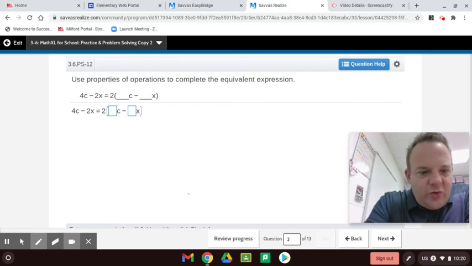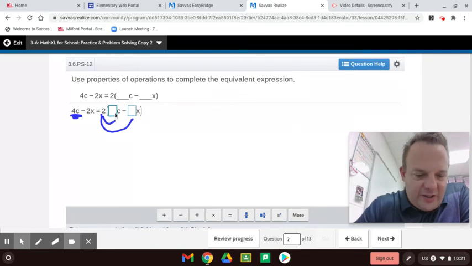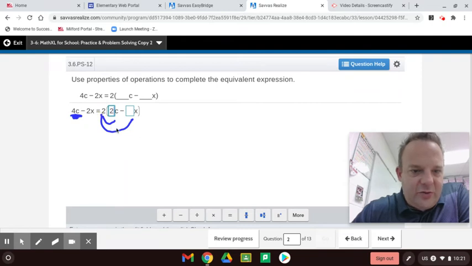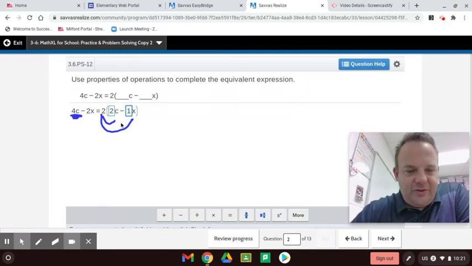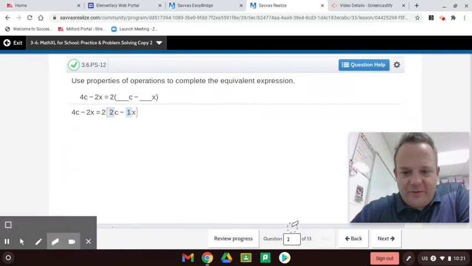We have 2 times what equals 4c. Okay, this is kind of going backwards. 2 times what equals 4c? That's right, 2. And then 2 times what equals 2x? So we're distributing that 2, and let's see. So 2 times 2c equals 4c. And then 2 times 1x equals 2x. All right. We'll start going a little faster.